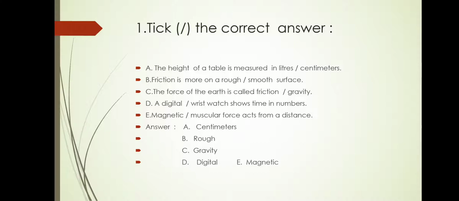First answer is centimeter. Second answer is rough. Third answer is gravity. Fourth answer is digital. Fifth answer is magnetic.